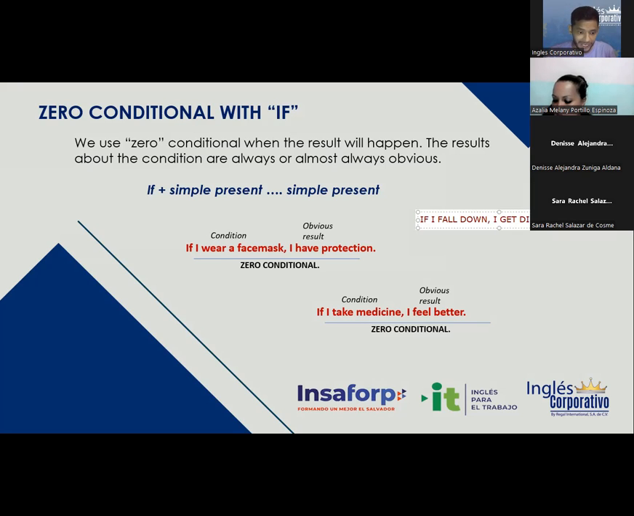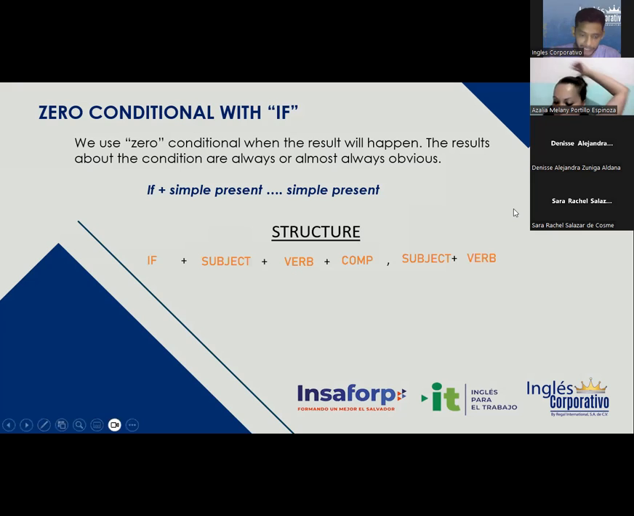Okay? La condición es muy obvia, y el resultado de la condición es bastante obvio. Si me caigo, me ensucio, por supuesto. Es obvio, ¿verdad? Ahora, let's take a look at more examples. Look at the structure. Dice, if plus subject plus verb plus complement, comma, subject and verb, and complement, of course. Hagamos uno acá. Pongámosle el if Pedro drives fast, pongámosle fast aquí al complemento.